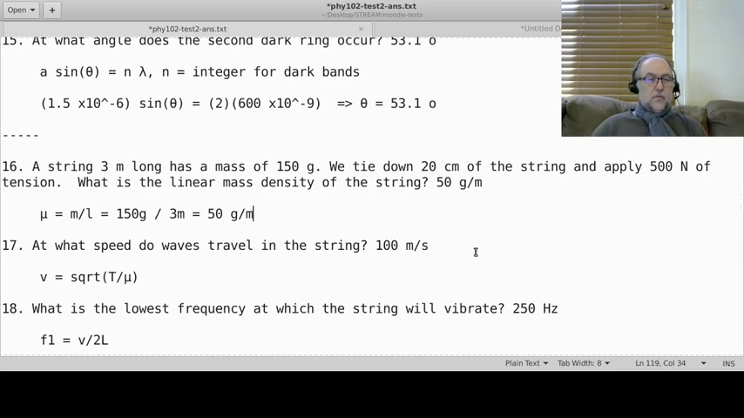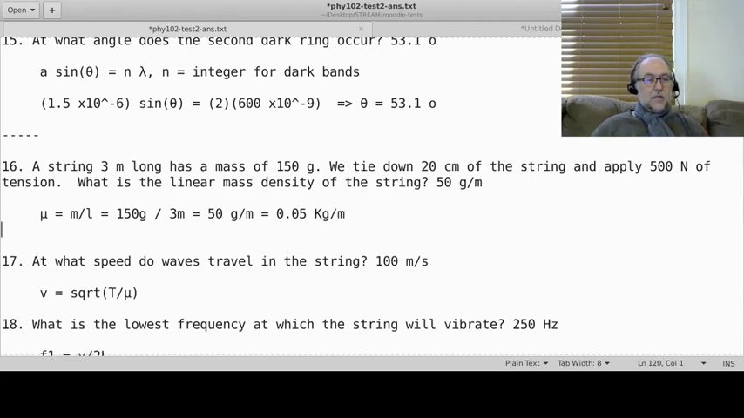Okay, so it's a pretty easy number to divide. It's just like 150 divided by 3. So you should have seen that right away. But you will have to convert this to kilograms per meter, and that just means dividing by 1,000, like that. And that's the number we're going to have to use in the next problem.